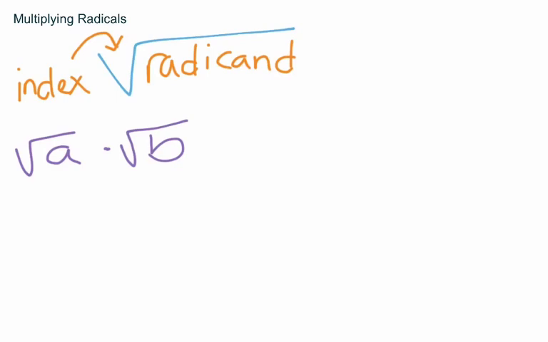So if you are multiplying 2 radicals, the radicands do not have to match. Okay, you can have 2 totally different numbers here. And what you would do is you would just multiply the 2 numbers together and write them under a radical. Now, there's one provision here.